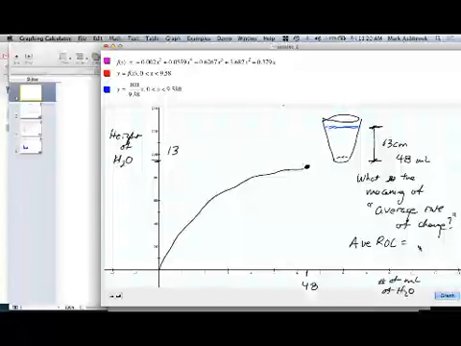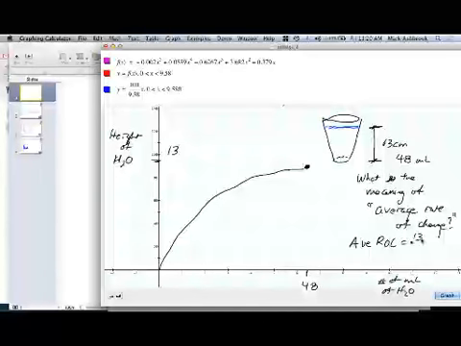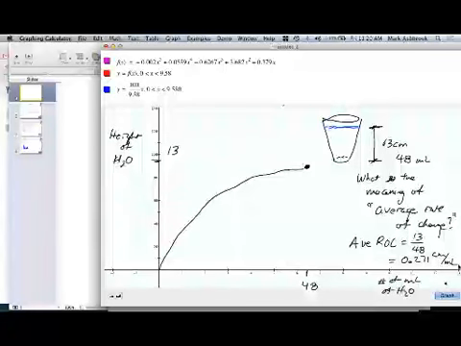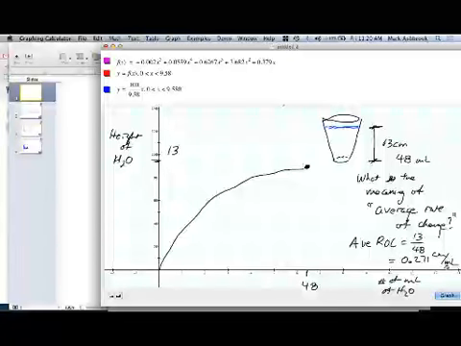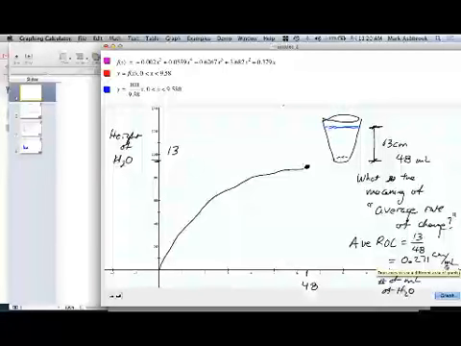Is it 48 divided by 13 or 13 divided by 48? 13 divided by 48. And what do you get? 0.271. What are the units on it? Centimeters per milliliter. Okay, what's the meaning of that number? 0.271 centimeters per milliliter.